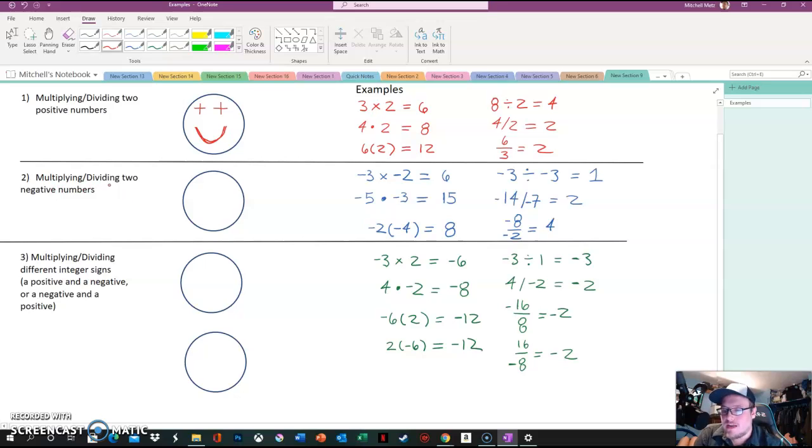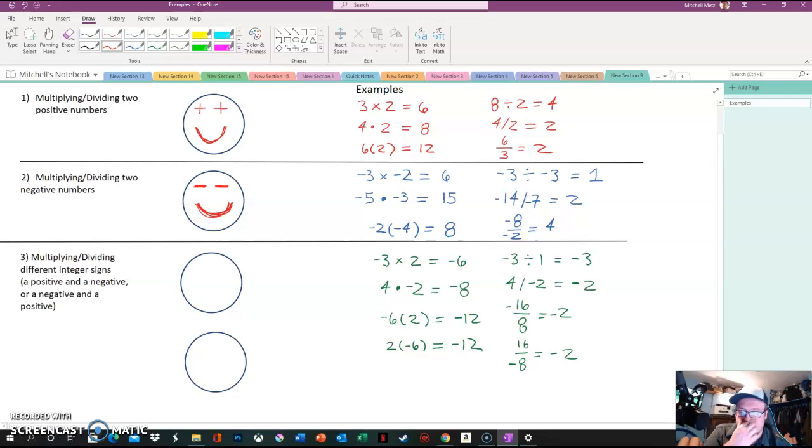Multiplying and dividing two negative numbers. This is very similar, but you think of it as bad. If something bad happens to somebody bad, that's good. It's just a unique little saying. This means that if I multiply or divide two negative numbers, I should get a positive answer, a positive integer.